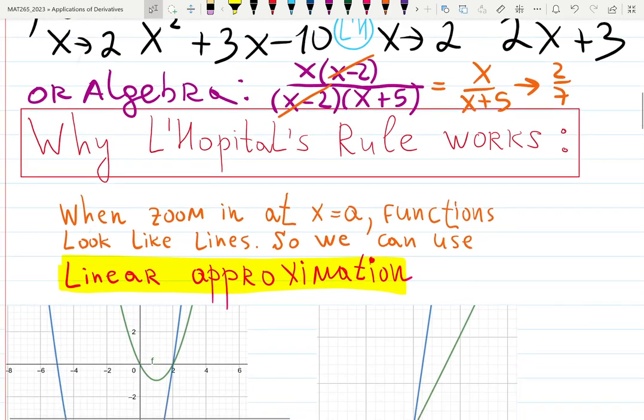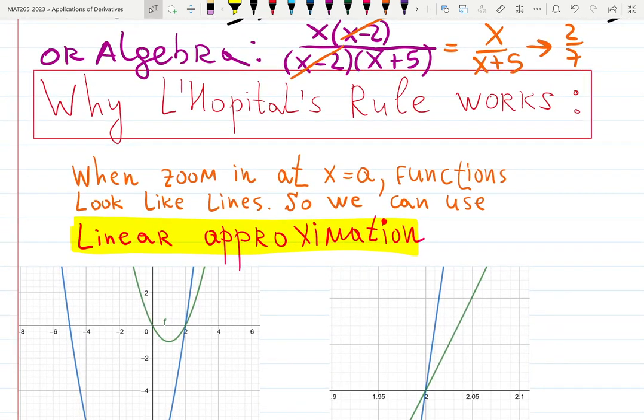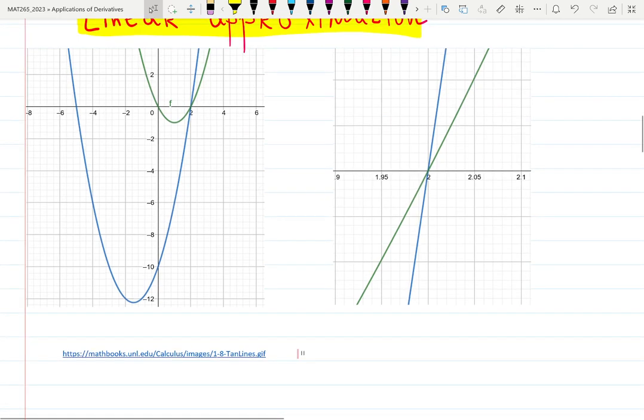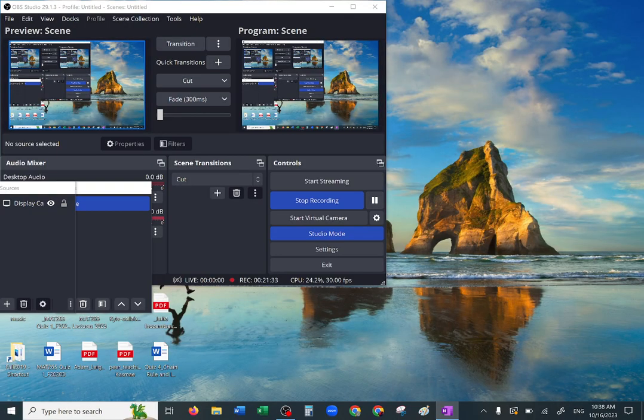Why does it work? Because it's in the book, yes, but also there is a whole idea behind why L'Hopital's rule works. When you zoom in, let me just explain it to you first and then read the blah blah part.